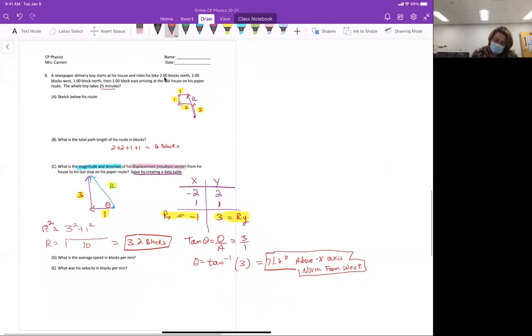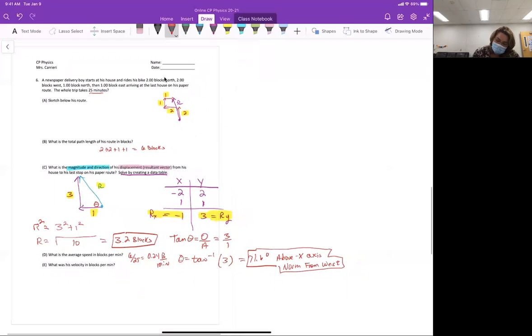What's the average speed in blocks per minute? Well, total distance was 6 blocks divided by time was 25, and that is 0.24 blocks per minute. Okay, so this is that answer.